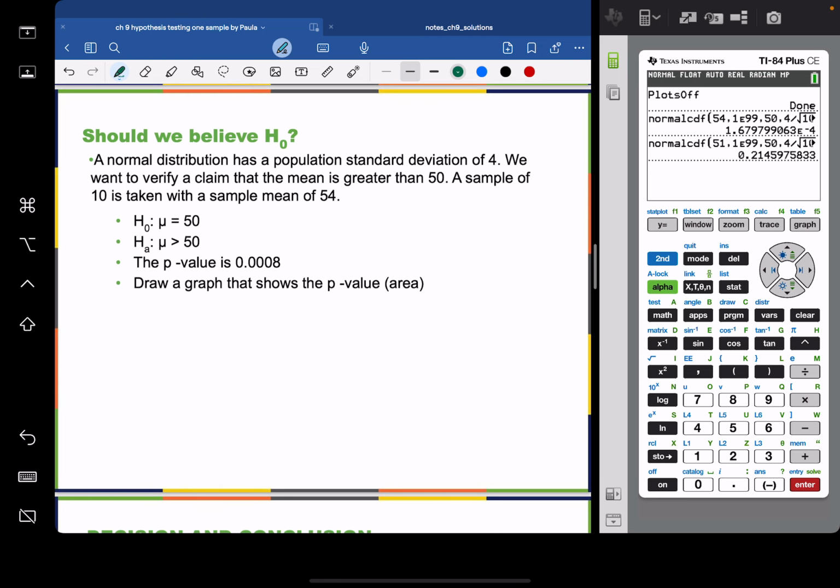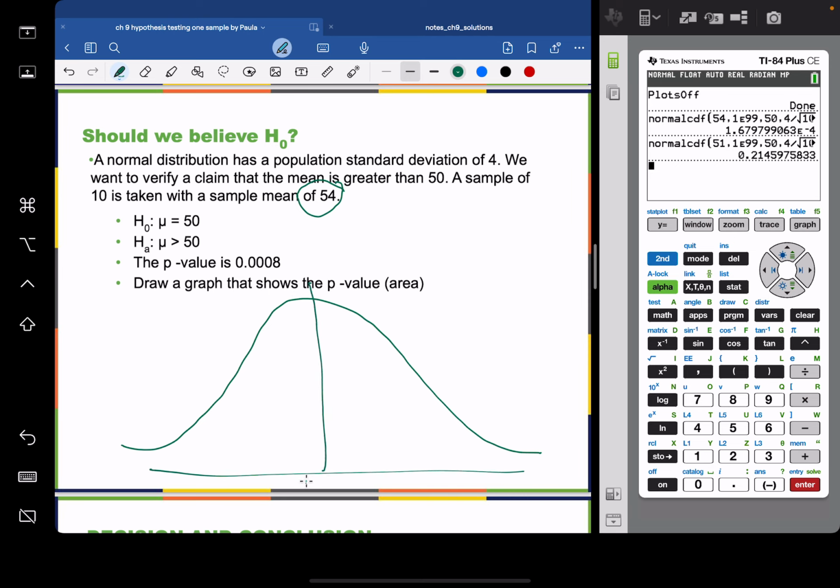And then what if we had the exact same story, but now the sample mean is 54? So same story, mu is 50, but now I'm getting an x bar of 54. So it's going to be further over. Let's go through that process again, and I'll show you how we get this area P of 0.0008.